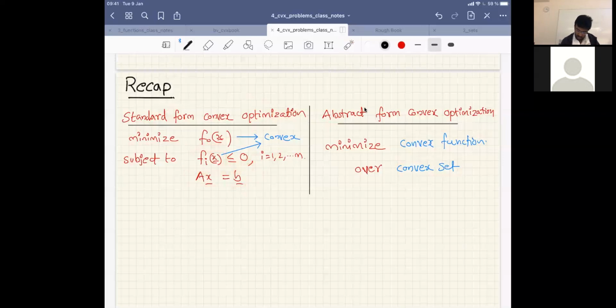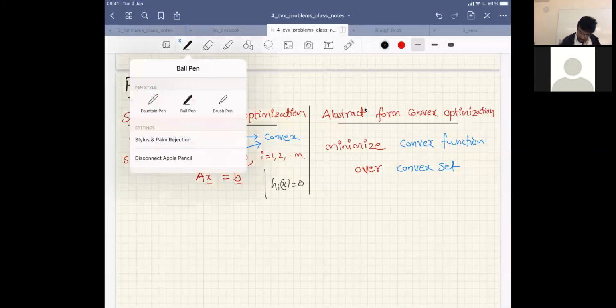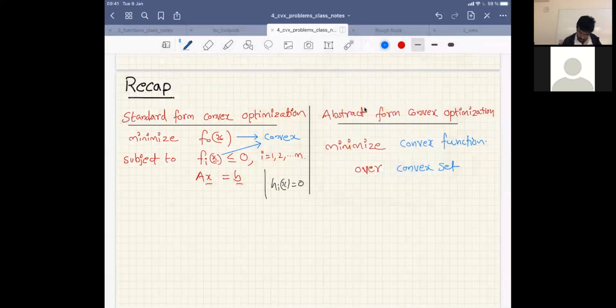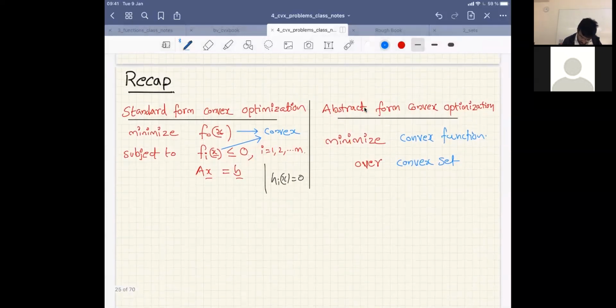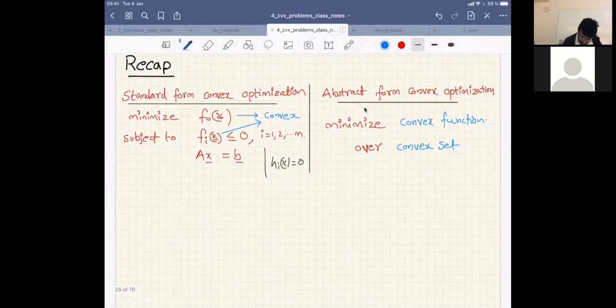If you consider an equality like this, h_i(x) = 0, then h_i has to be affine. That's a criterion. So again, I want to revisit one of our discussions because there is one correction which is very important. That's why I am revisiting. So let's consider some cases and examine the convexity. So case one.